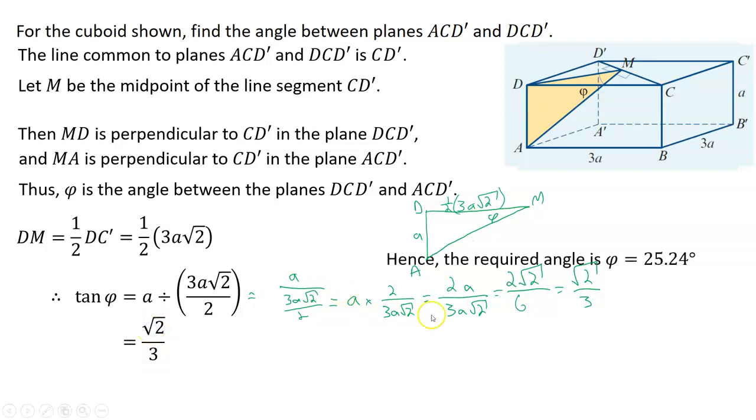And so phi is inverse tan of root 2 over 3, which you pop into your calculator and to 2 decimal places, you get 25.24 degrees. If you're not told whether to give your answer in radians or degrees, then it's up to you.